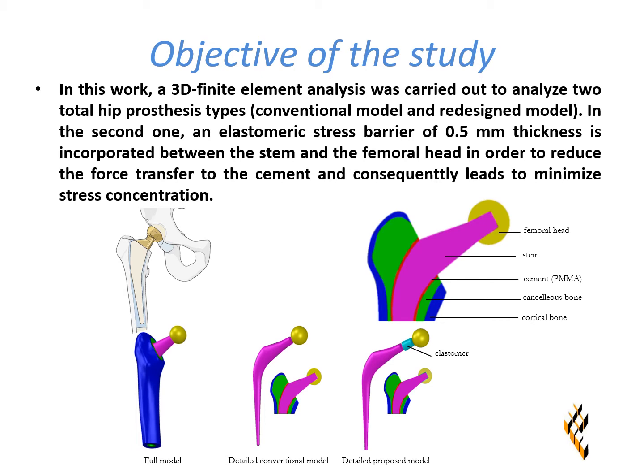In this work, a 3D finite element analysis was carried out to analyze two total hip prosthesis types, a conventional model and a redesigned model. In the second one, an elastomeric stress barrier of 0.5 mm thickness is incorporated between the stem and the femoral head in order to reduce the force transfer to the cement and consequently lead to minimized stress concentration.